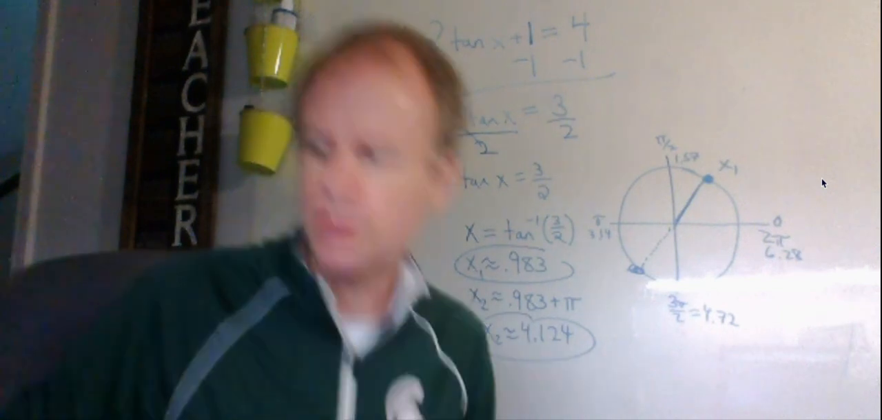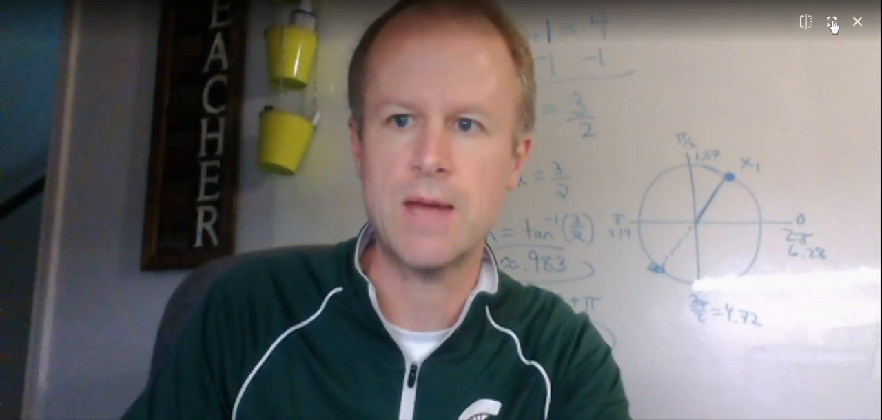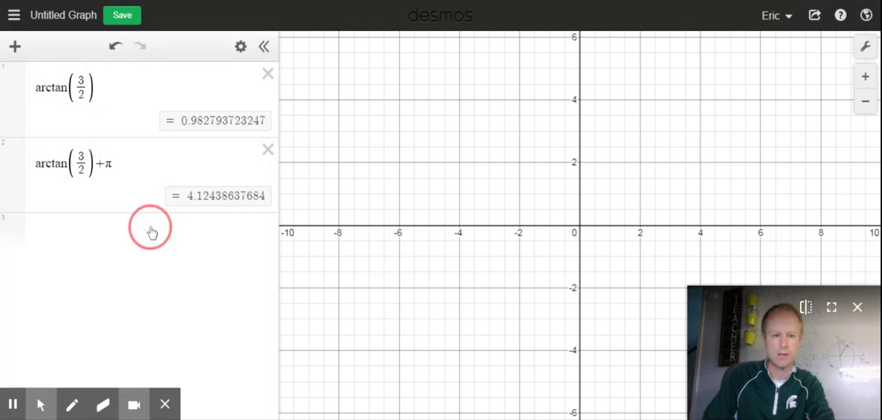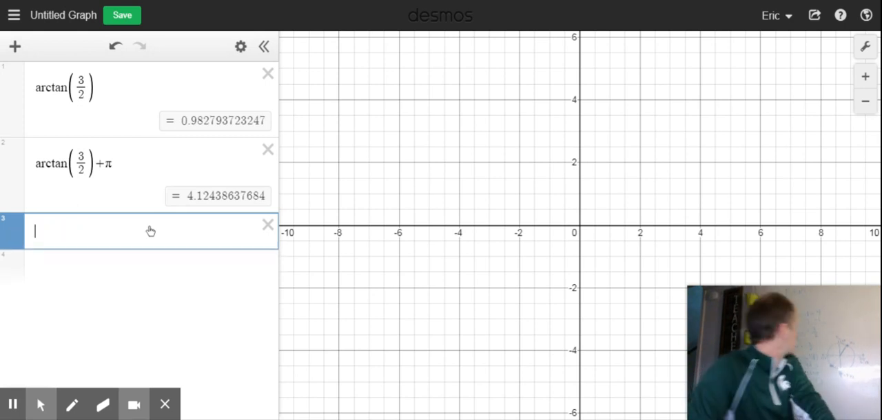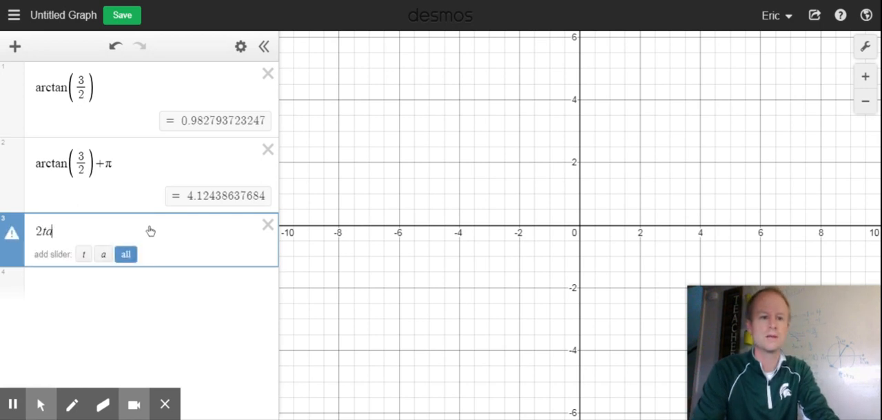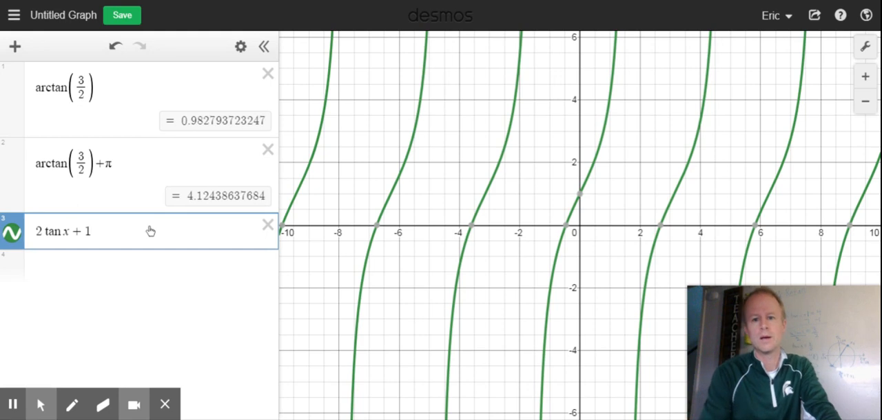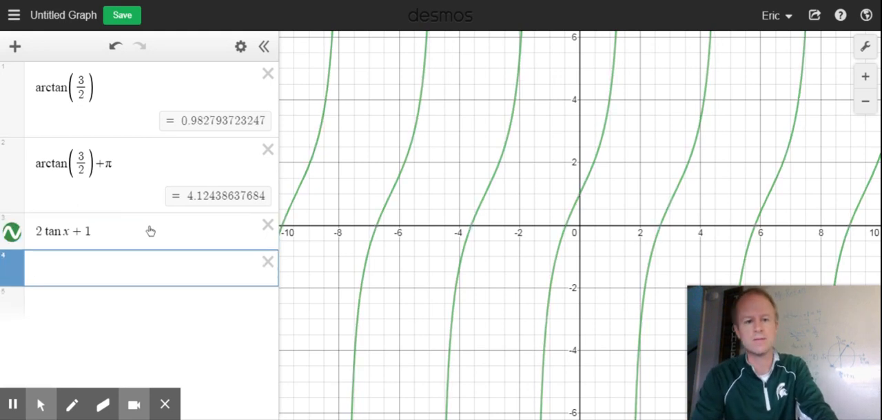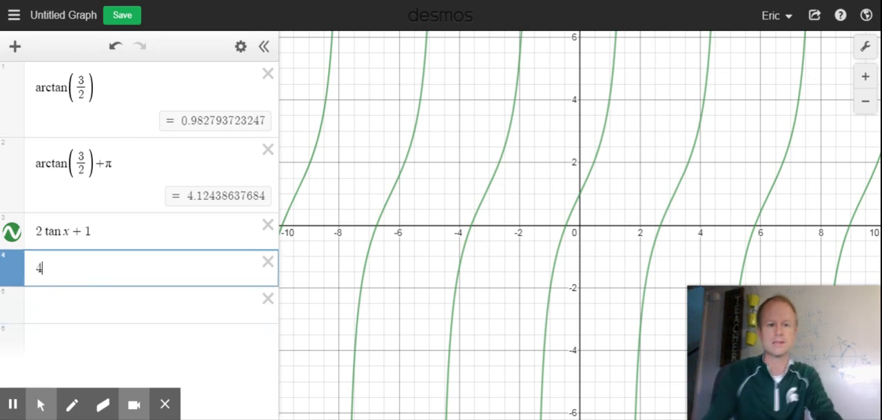Now, the other cool thing we can do is on Desmos, I could easily check to see if these numbers make sense by doing some graphing. So what I'm going to type in here is one side: 2 tan of x plus 1. And that's the left side of that equation. I'm going to type 4. That's the right side. Actually, I guess I need y equals 4. It didn't recognize it without that.